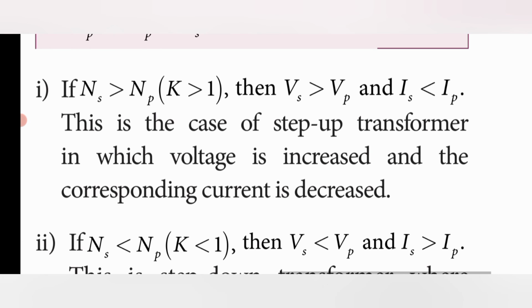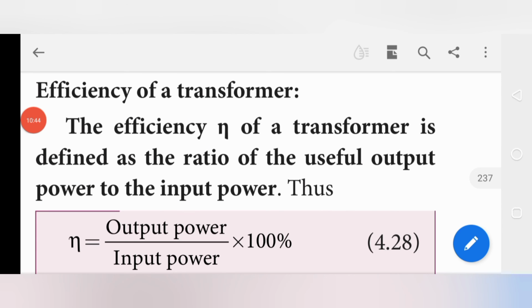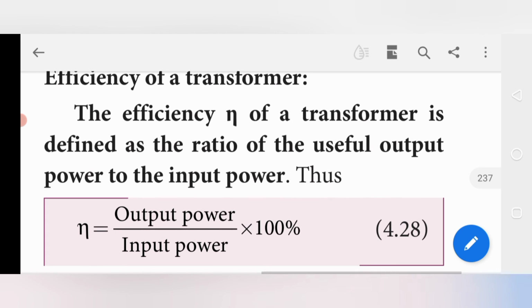Next, the efficiency of the transformer. A new transformer works at 100% efficiency, while an old transformer loses some energy, so it has somewhat reduced efficiency. Generally it is referred to as eta. Eta is equal to output power divided by input power into 100%. We substitute the output power divided by input power into 100, and we get the efficiency of the transformer.